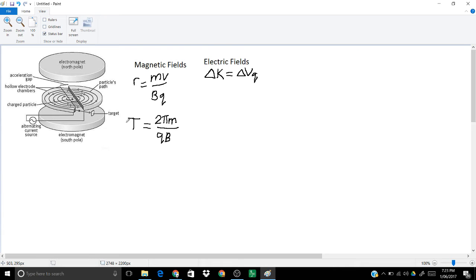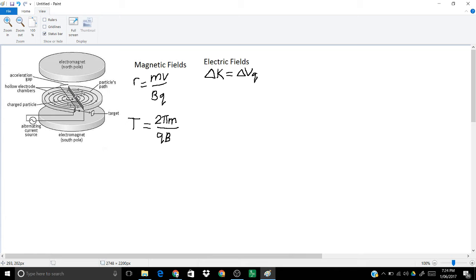Now, we used this before to come up with this formula for the period, the period being the time to complete a circular orbit in a magnetic field. Now you notice that this formula is completely independent of velocity and radius. So it takes the same amount of time to complete a circular path if it has low energy, low velocity, or high energy, high velocity. So the time it takes for it to come back through the Ds is consistent.